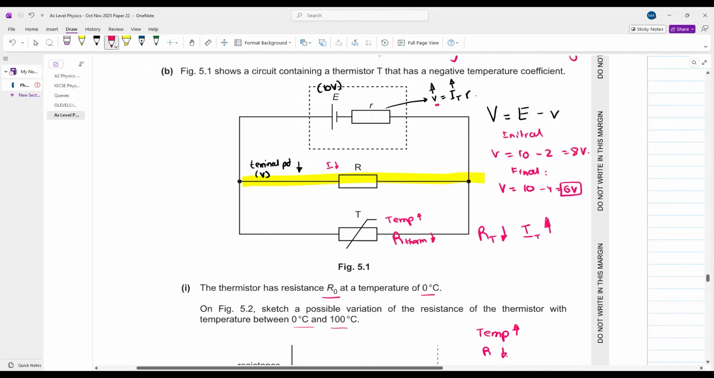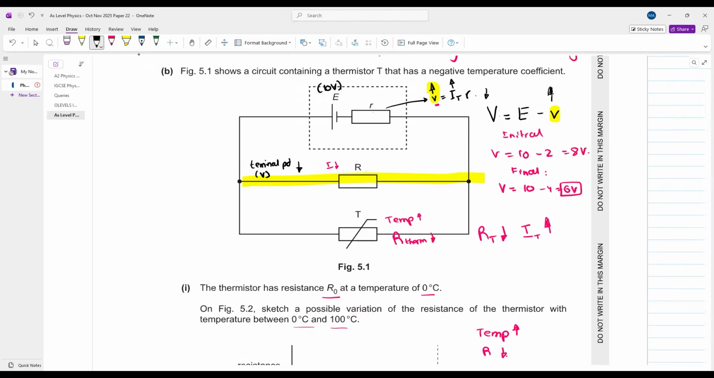The total current in the circuit increases. As the total current in the circuit increases, the voltage consumed by the internal resistance increases. As the voltage consumed by the internal resistor increases, a small v increases. Can you realize the terminal potential difference capital V will decrease? Why? Because capital V, the terminal potential difference, is equal to what? EMF minus the small v. If small v increases, then capital V will decrease. Terminal potential difference V decreases.